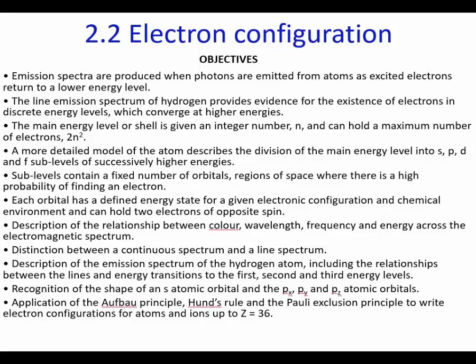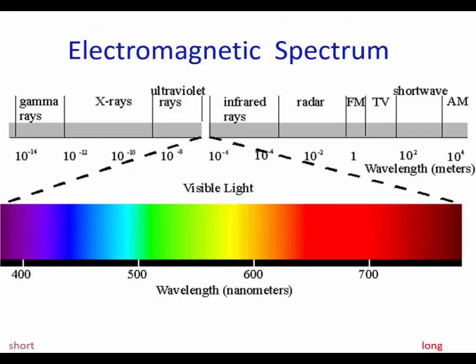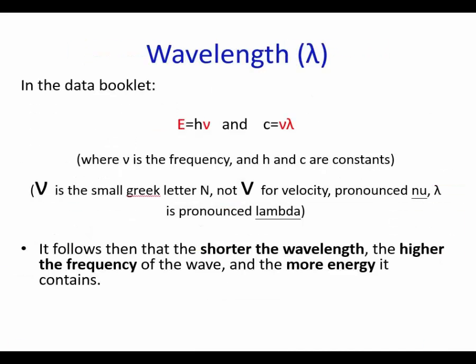Next, electron configurations. Normally when you put a light through a prism, it'll come up with a full spectrum here of visible light. So that will be used in a second. Firstly, you need to be able to work with the calculations.